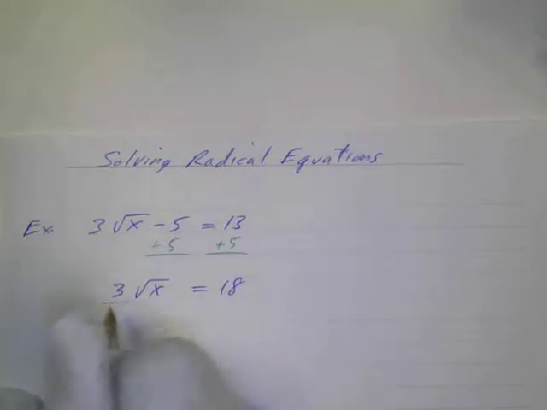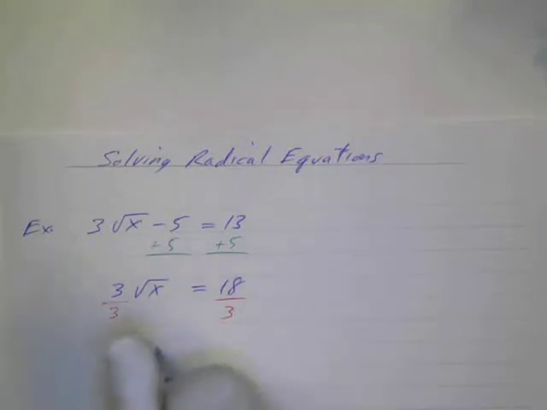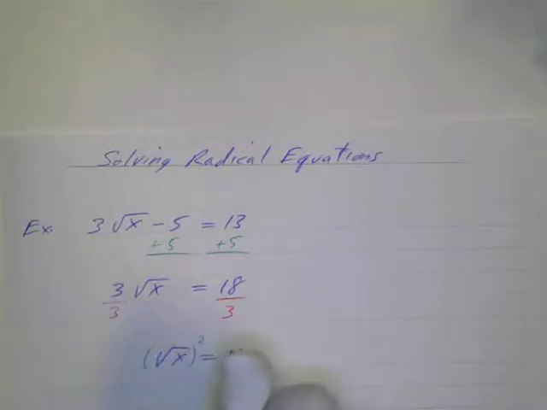So again, we just want to isolate the square root. We have the square root of x equals, and 3 goes in 18 6 times. And then we just square both sides. The square root of x squared is x, and 6 squared, 6 times 6, is 36. So there's your answer, but we need to check it.